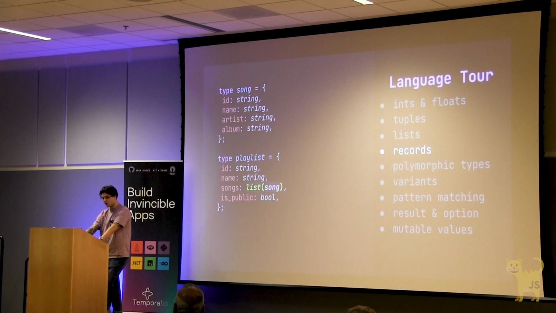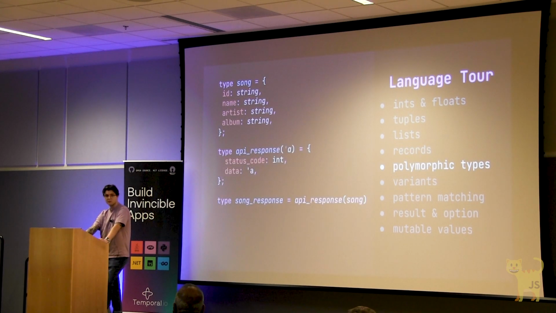This is what we call polymorphic types in OCaml and ReasonML. That is just a super fancy way of saying generics. So let's say we wanted to model an API that requests data from Spotify, right? We're going to use the same song type record, and then let's say we have this generic API response that takes this tick A thing, which we call alpha. So we're going to say type API response has a status code of int, and then our data is going to be of type alpha. And then our song response is going to be an API response of songs.